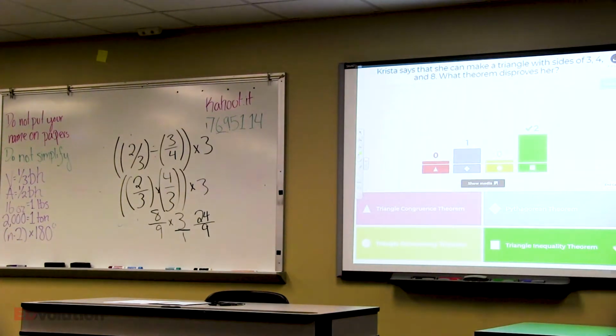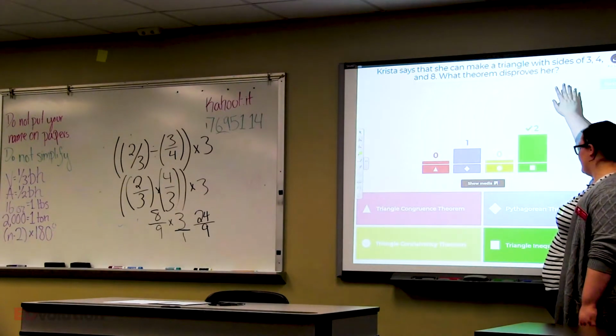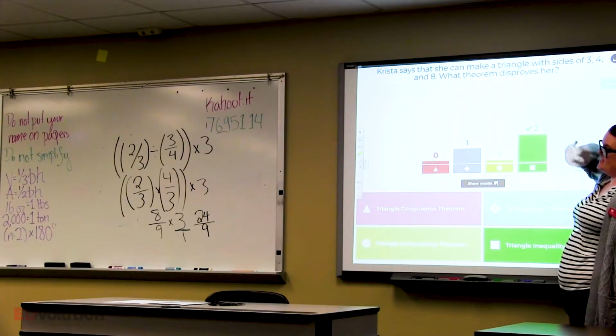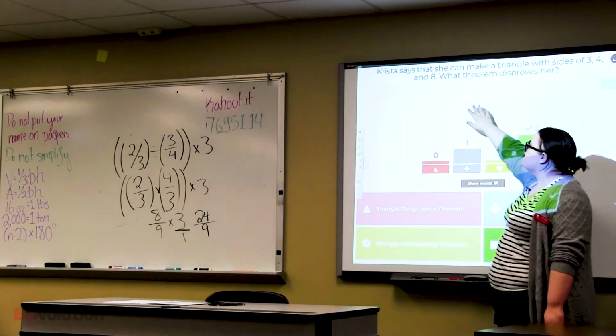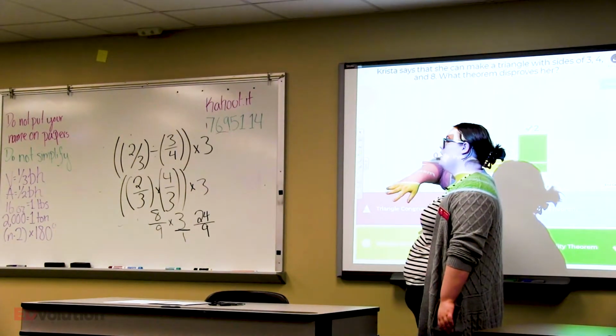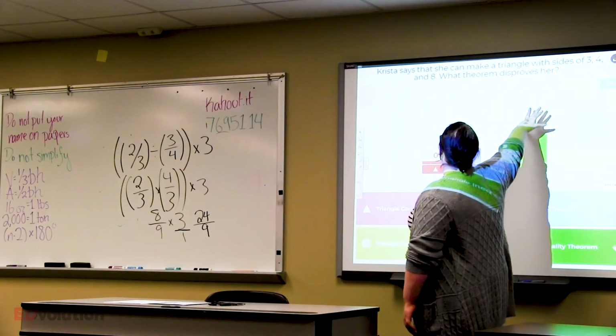And that left the triangle inequality theorem, which states that if you add 2 legs of a triangle together, the third leg must be less than the sum of the two other legs. So the reason that this does not follow the triangle inequality theorem is if we add 3 and 4 together, we get 7. So 8 is bigger than 7. So there's no way that they could ever make a triangle out of that.